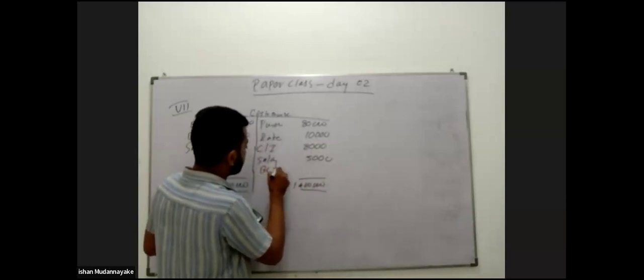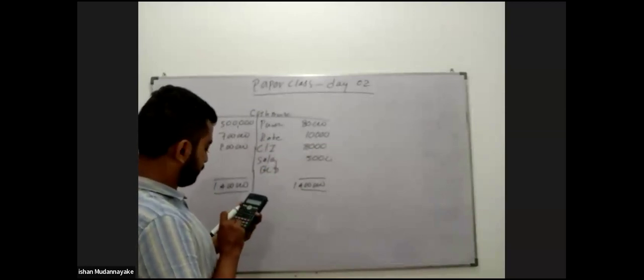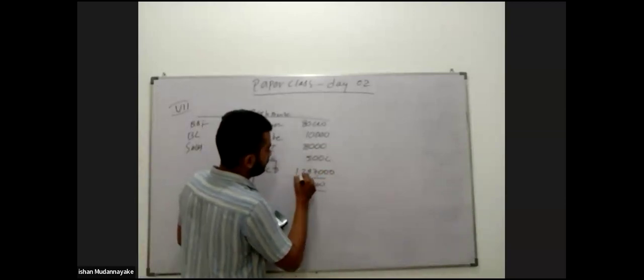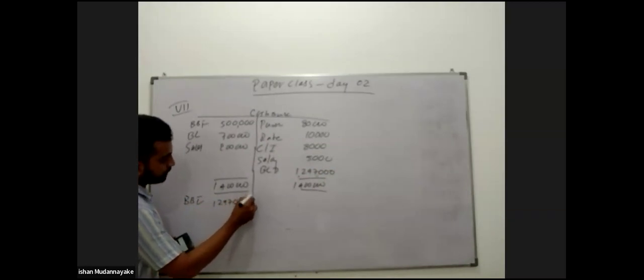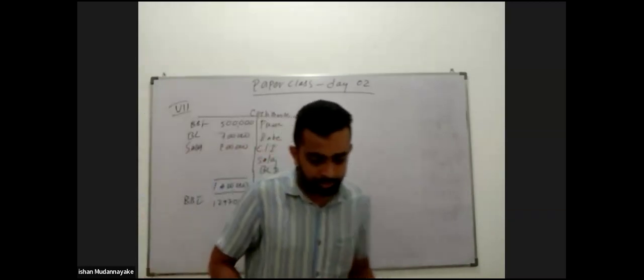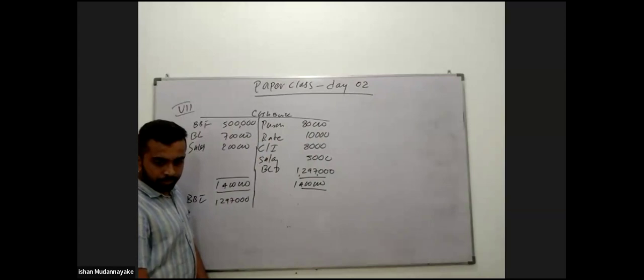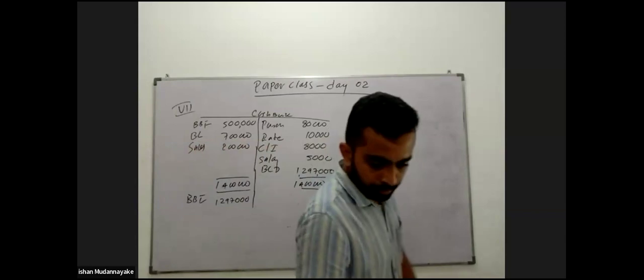And then balance carry down how much? $1,297,000. Is it correct? Closing cash balance, is it correct? Tell me. 1,297,000, is it correct? Correct, sir. Okay, this is not.